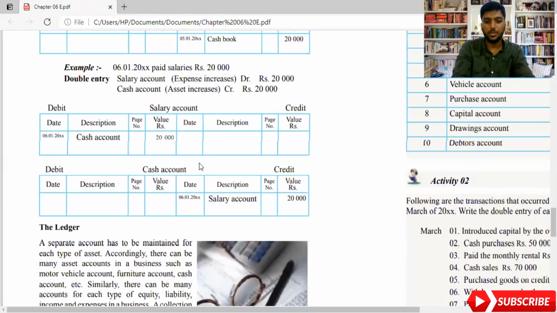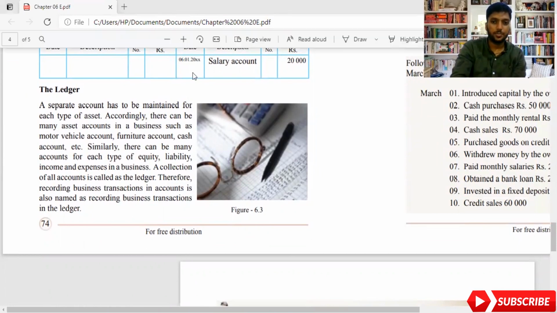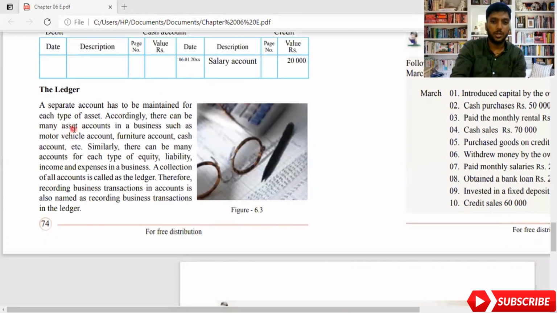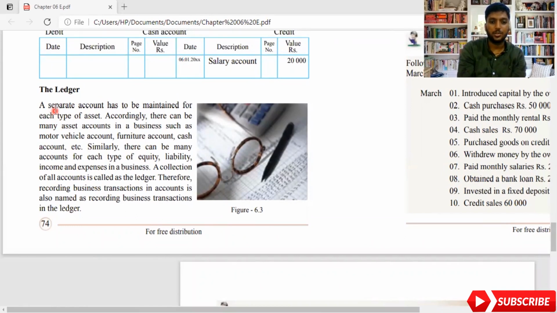So this is all for chapter 6, and they have given a small explanation about a ledger. Let me explain it through my spotlight so you can see clearly where I'm reading. A separate account has to be maintained for each type of asset. Accordingly, there can be many asset accounts in a business, such as motor vehicle account, furniture account, cash account, etc. Similarly, there can be many accounts for each type of equity, liability, income, and expense in a business. A collection of all accounts is called a ledger. Therefore, recording business transactions in accounts is also named recording business transactions in the ledger. So normally for every account, you need to have a way of recording it in some place.